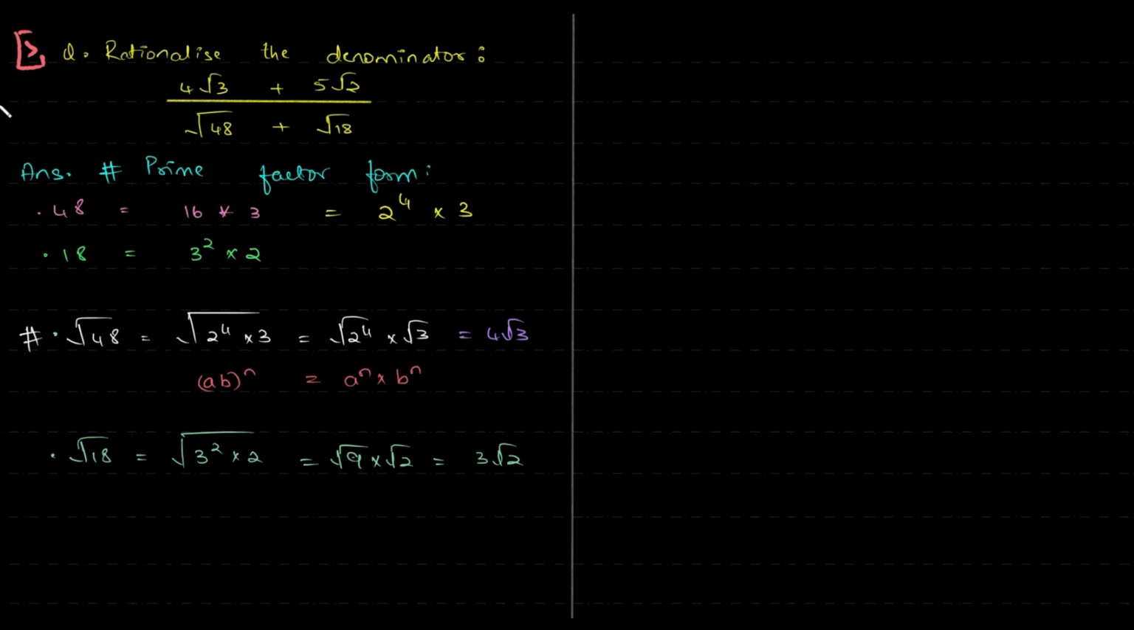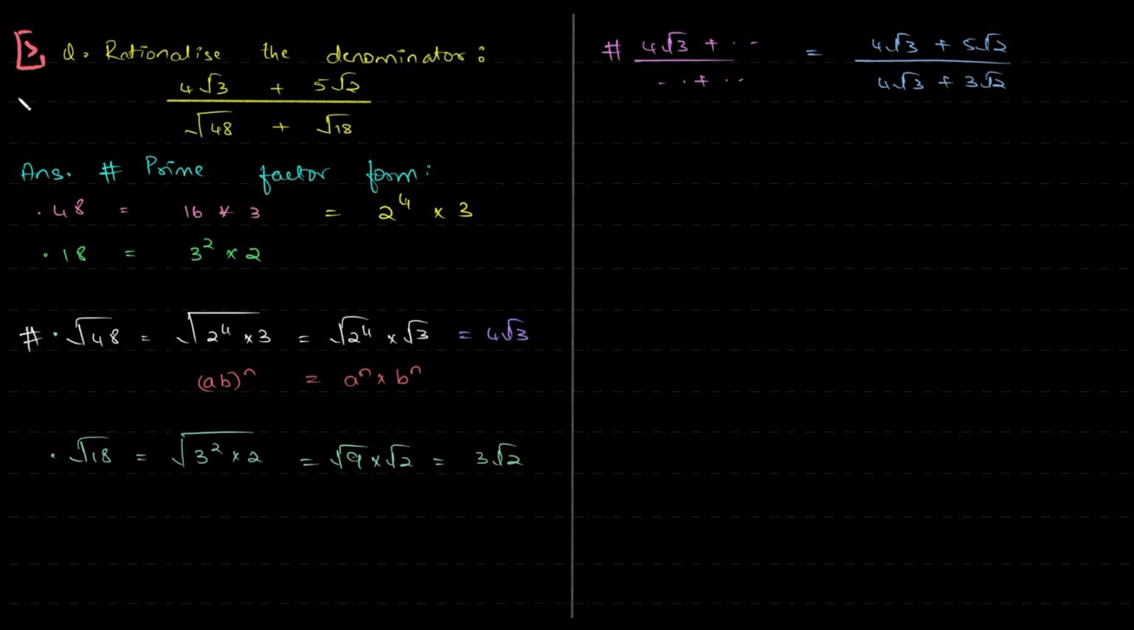Right guys, now let's go back to the question. So this would be equal to 4 root of 3 plus 5 root of 2 divided by the denominator, which is 4 root of 3 plus 3 root 2.